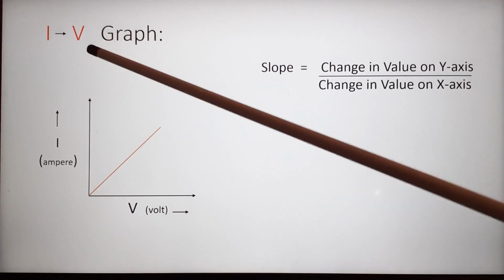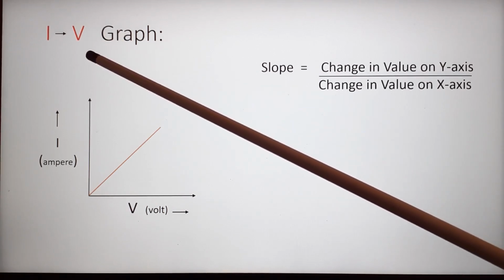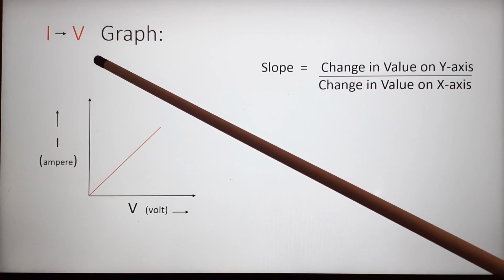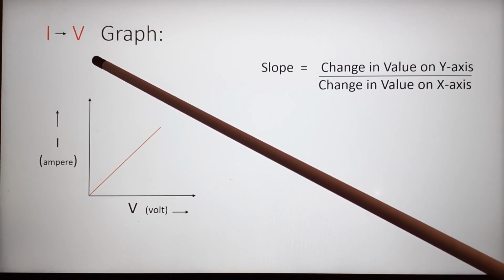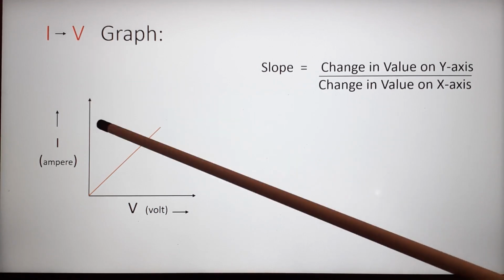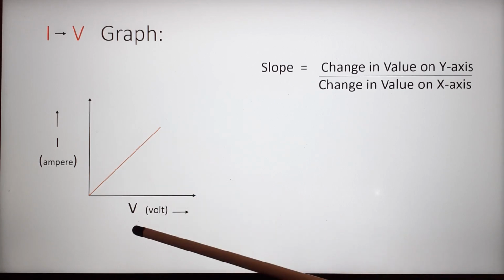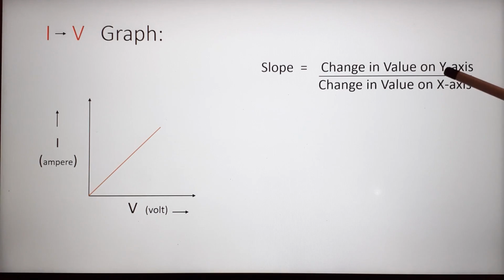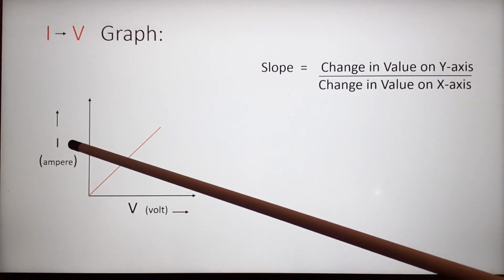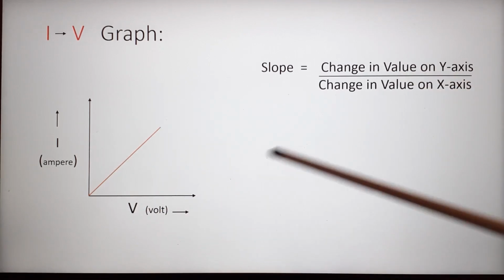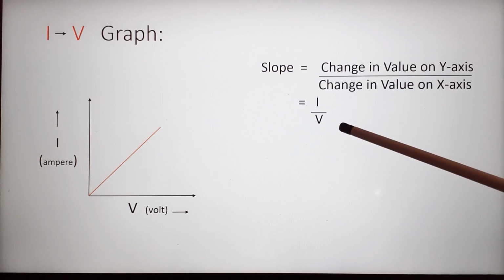Now let's draw an IV graph, that is a current-voltage graph. Here a board question is, which physical quantity is obtained by finding the slope of the IV graph? In case of the IV graph, current will be on the y-axis and potential difference will be on the x-axis. Slope is change in value on the y-axis divided by change in value on the x-axis. So for the y-axis we have current, for the x-axis we have potential difference. So we'll have I upon V.